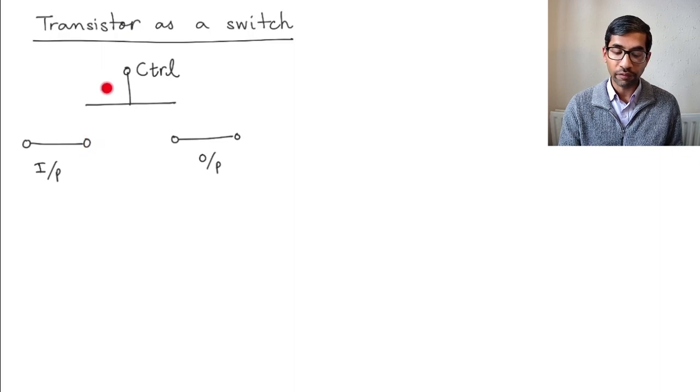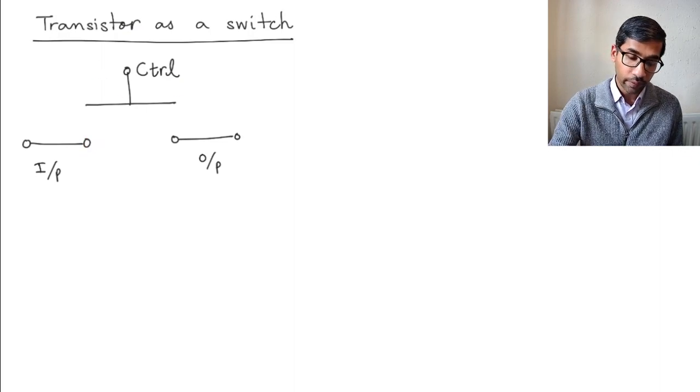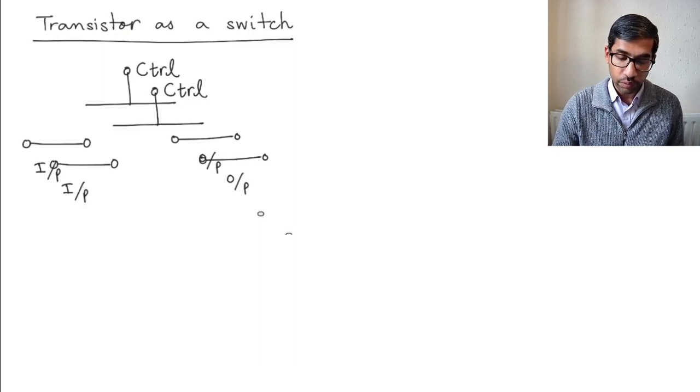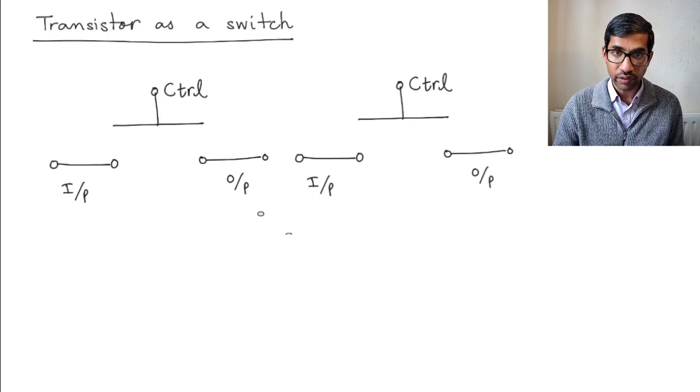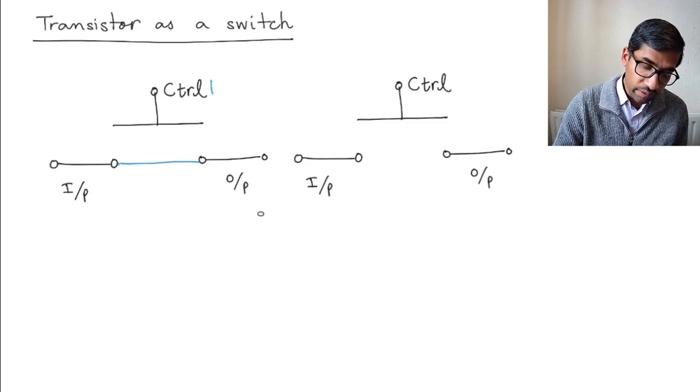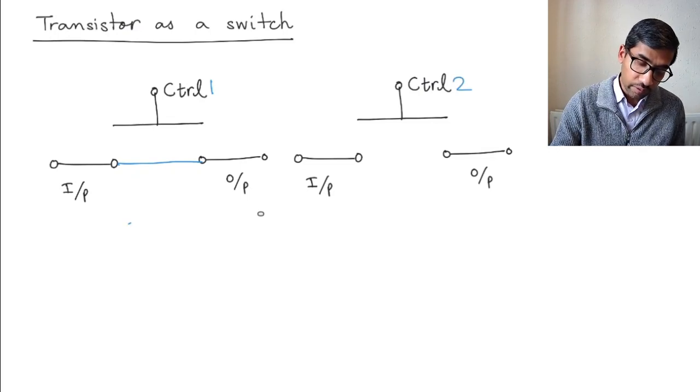So if you have, let's say, control signal 1, let me just duplicate this circuit, because that would help us to draw the circuit in two different states. So let's say now that for control signal 1, the transistor behaves as a short circuit, and for control signal 2 it behaves as an open circuit. So this is a closed circuit and this is an open circuit.